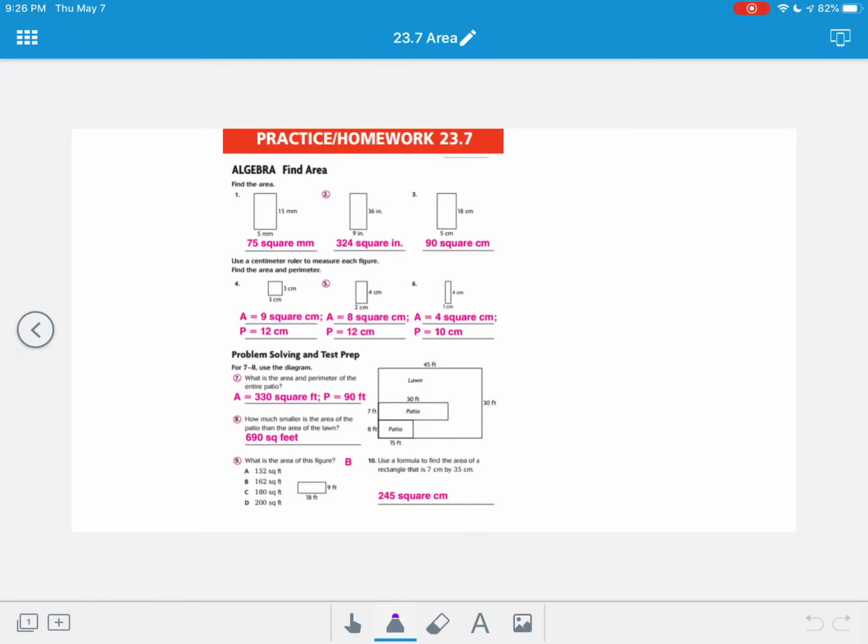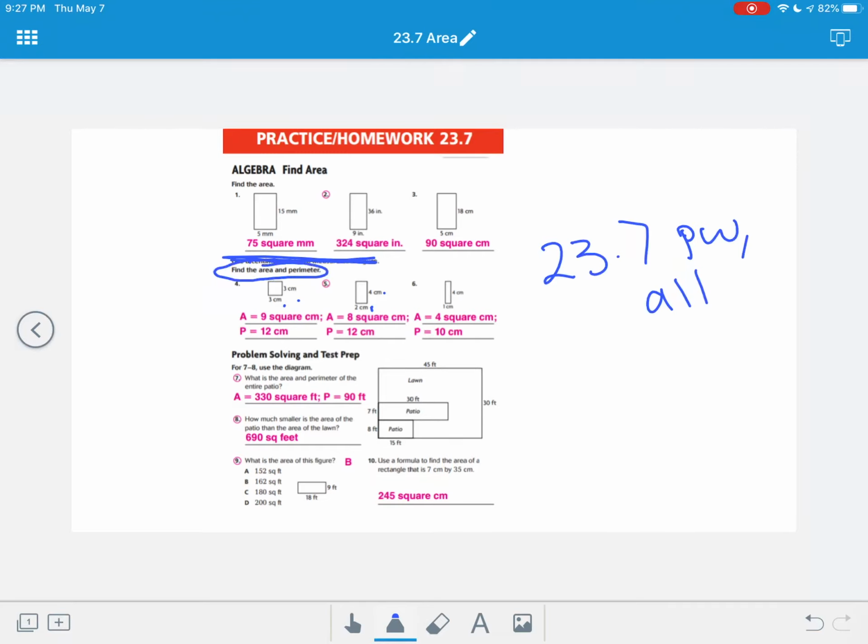So for your assignment today, I would like you to solve 23.7 PW. You're going to solve all of it. And one direction that I'd like to cross out that you don't need to do is in the second set for 4 through 6, it says use a centimeter ruler to measure each figure. You don't need to do that. It already has it measured out for you, so that's okay.